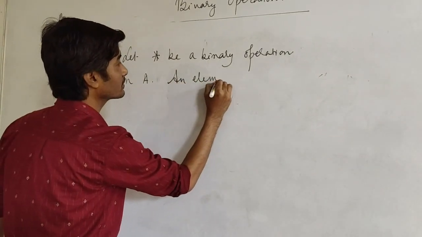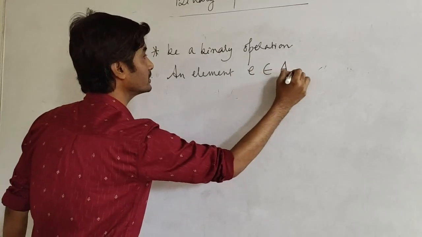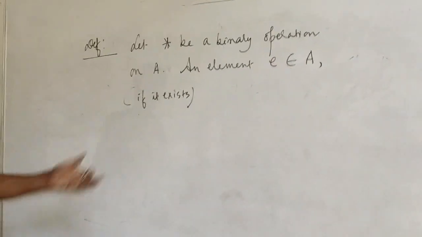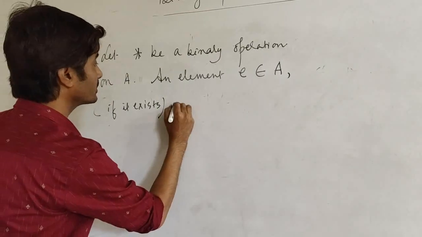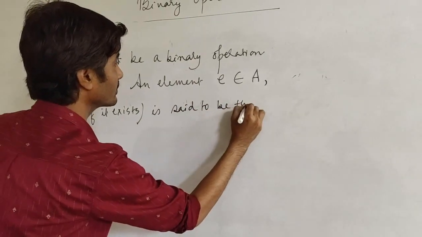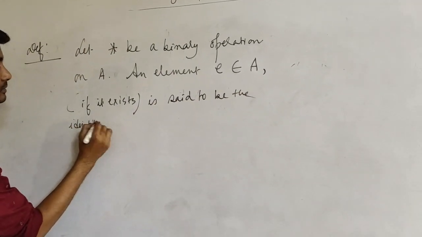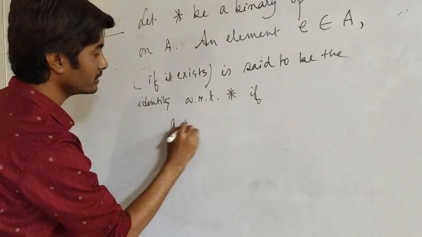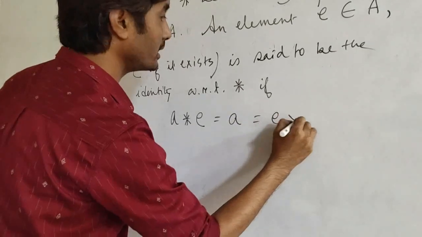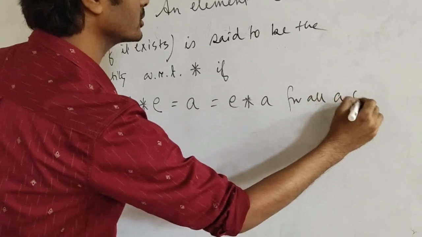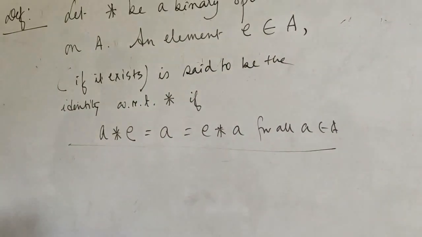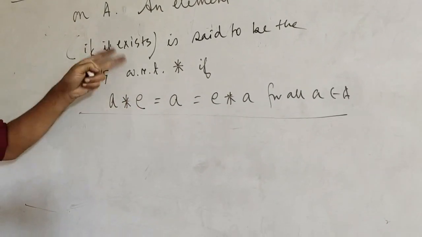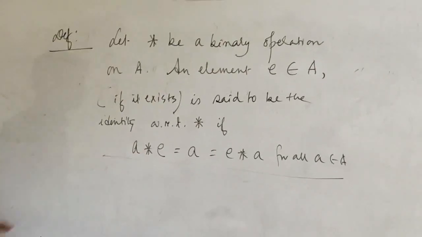An element E belongs to A, within bracket you write here if it exists. It may not exist always. Okay? So here I have written if it exists. An element E belongs to A is said to be the identity with respect to star if A star E is equal to E star A for all A belongs to A. Means whenever this is satisfied for all A belongs to A, we call this E, that is the notation to represent the identity. We call this E to be the identity in that set A with respect to star. So that is the formal definition of identity.